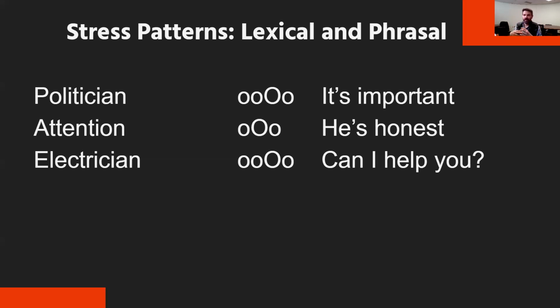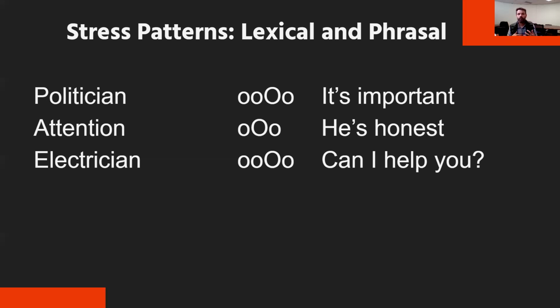That's the main verb. That's where we need the most attention. And so that's what gets the most stress. The other words in the sentence, it's a helper verb, can, and then we have some pronouns. They tend not to be stressed a lot in the average sentence. And so the main stress is on the help. Can I help you? Electrician.